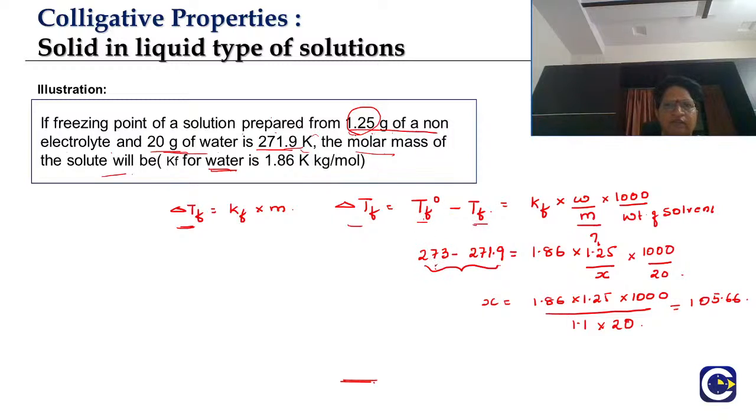273 Kelvin minus the solution's freezing point, which they have given as 271.1, is equal to Kf into molarity. How do we write molarity? Weight by molecular weight into 1000 by weight of solvent in kg. Look, I substituted everything. Kf is given as 1.86, solute is 1.25 grams. They asked us the molecular weight, and the solvent weight is given as 20 grams. Substitute and calculate, and what we get is 105.68.